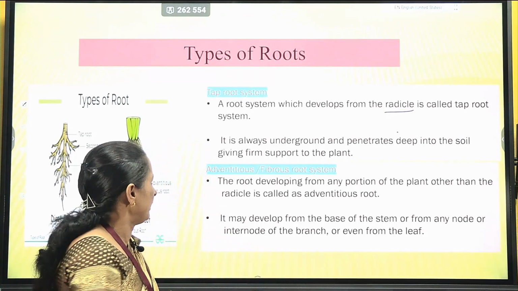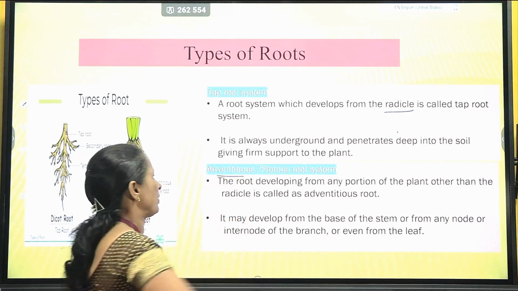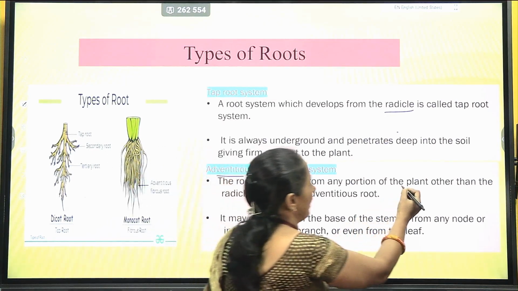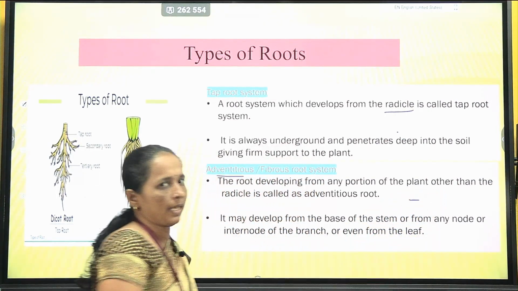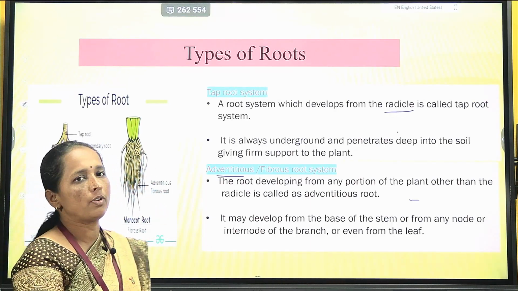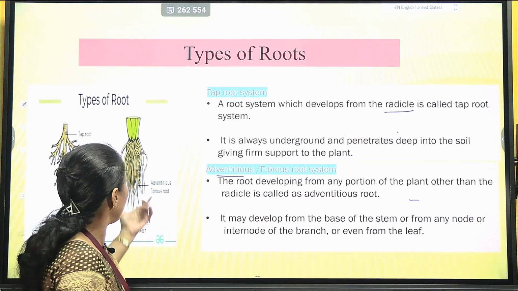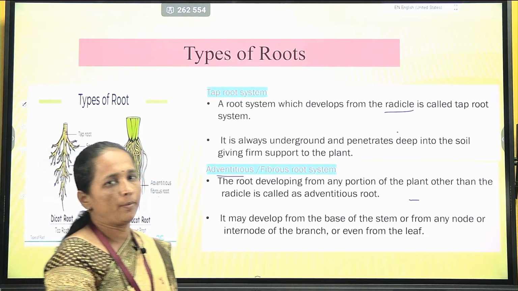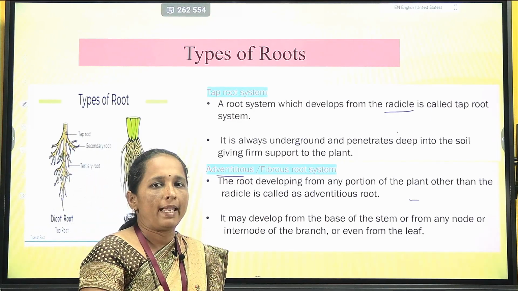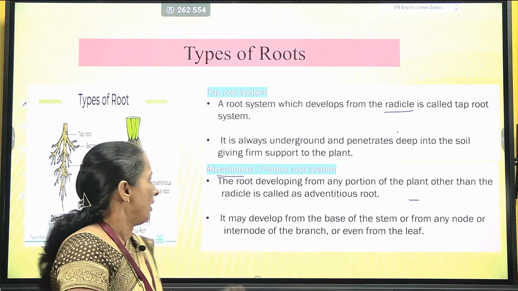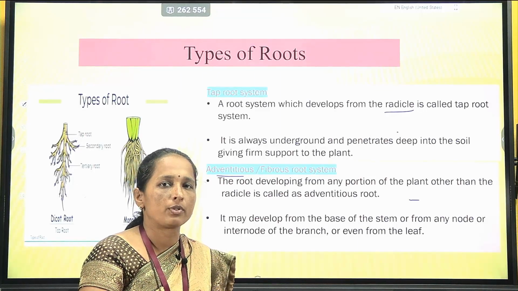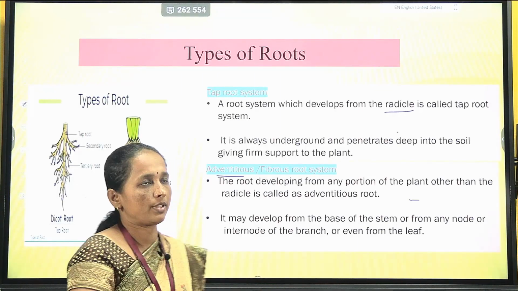Then the second type, that is the adventitious root system. This root system develops from other parts of the plant, that is the nodes of the stems and the leaf region, so it is called an adventitious root system. These penetrate poorly into the soil. Mostly these root systems are present in monocot plants, but exceptionally in the ficus plant, which is a dicot, adventitious roots are produced.